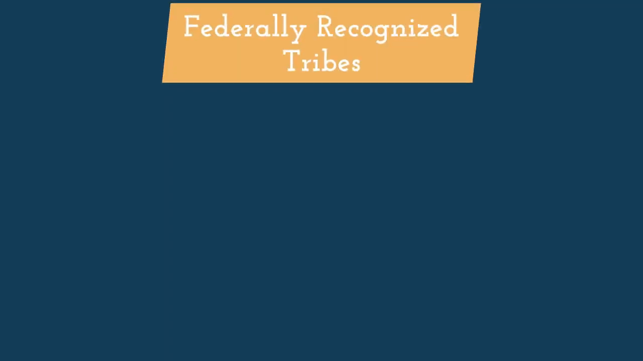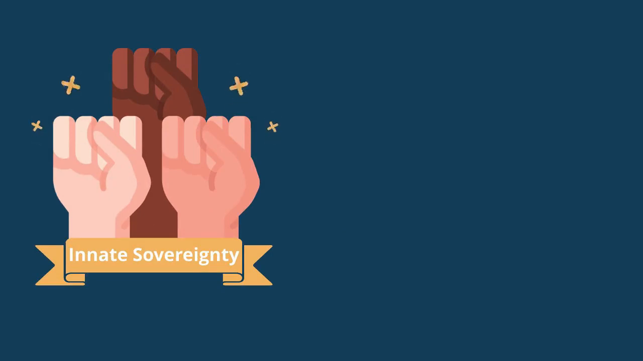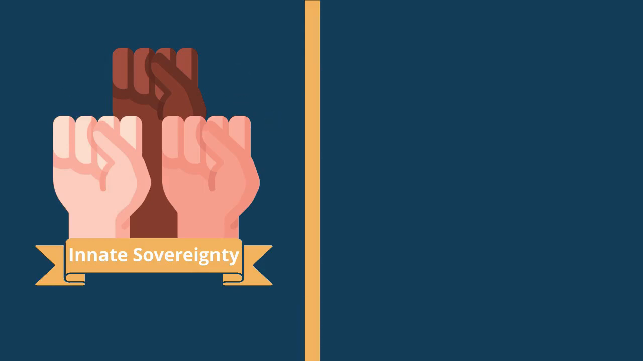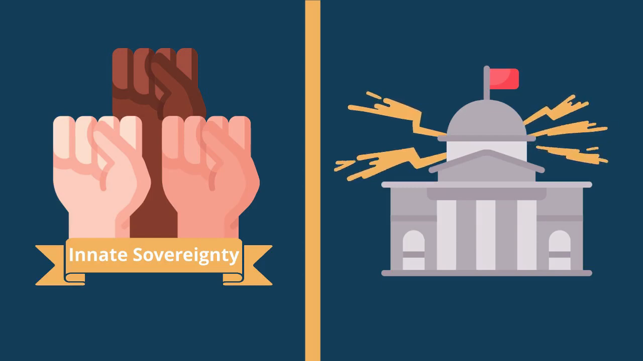Tribes with federal recognition status have significantly greater access to land, resources, and economic opportunities. Although all Native nations have innate sovereignty and have been operating as sovereign bodies since time immemorial, their ability to exercise that sovereignty is limited by the U.S. government because of the restraints of colonization. So when you see that a tribe has reservations, casinos, and schools, it's their federal recognition status that is allowing them to operate in these capacities.